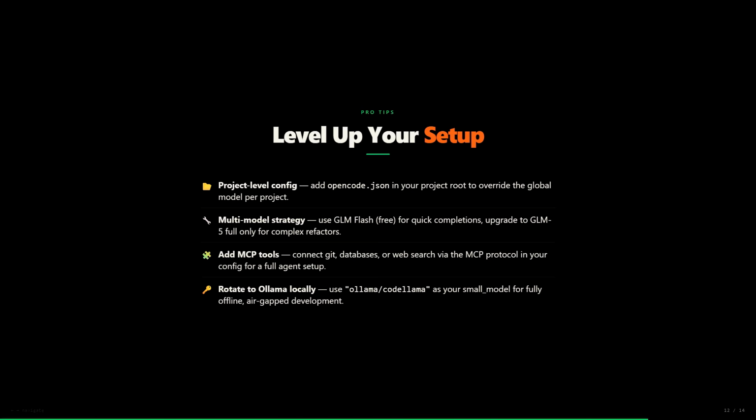A few pro tips to level up your setup. First, use a project-level opencode.json in your repo root to override the global model on a per-project basis. Second, combine models strategically, use GLM Flash for quick completions and only upgrade to the full GLM-5 for complex refactors. Third, connect MCP tools like Git, databases, or web search in your config to turn OpenCode into a full autonomous agent. And fourth, if you want completely offline development, set your small model to Ollama/CodeLlama for fully air-gapped, zero-cloud operation.